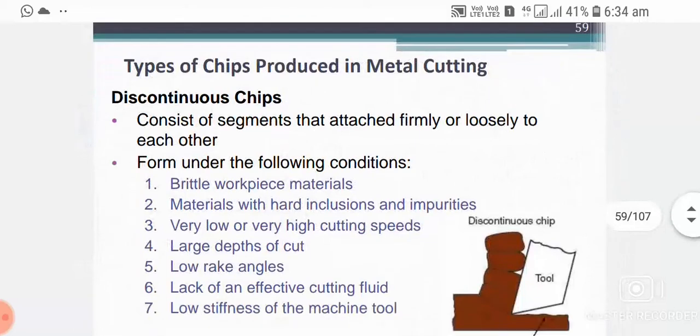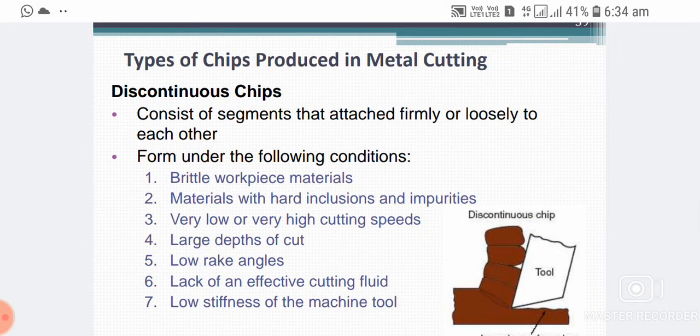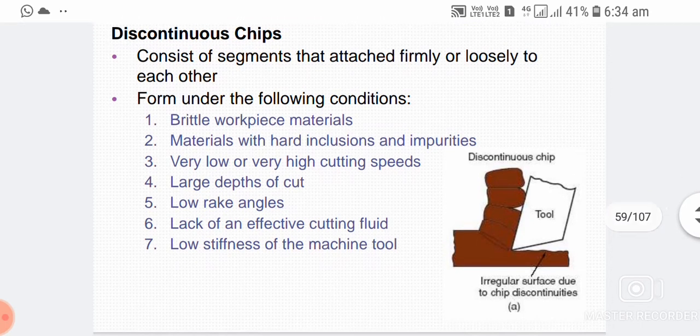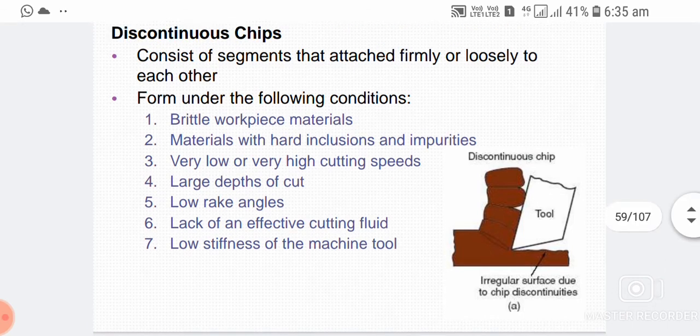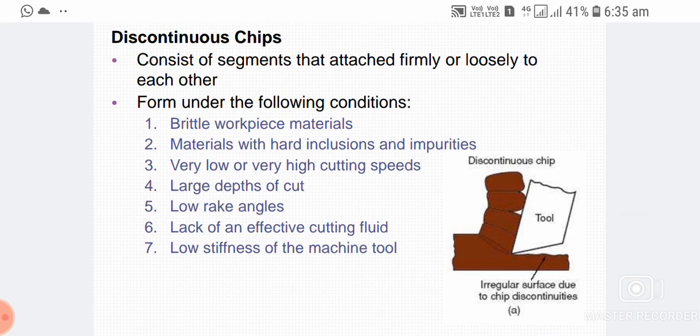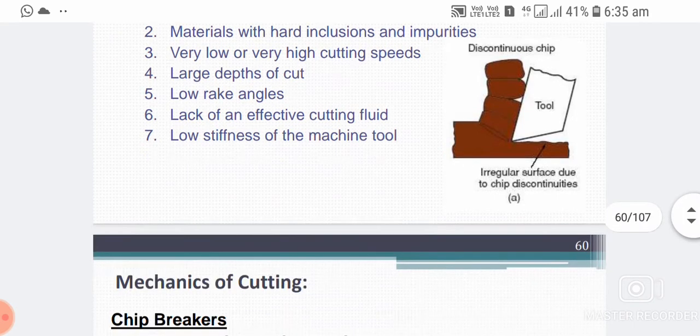Discontinuous chip consists of segments that are attached firmly or loosely to each other. They form under the following conditions: brittle work material, material with hard inclusions and impurities, very low or very high cutting speed, large depth of cut, low rake angle, lack of an effective cutting fluid, low stiffness of machine tool. Discontinuous chip, irregular surface due to chip discontinuity.